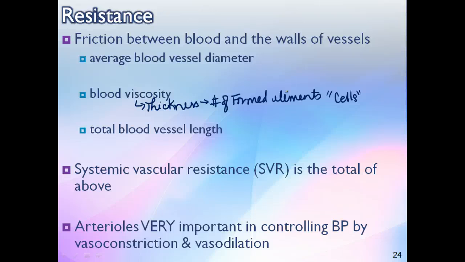This can be demonstrated if you've ever drank a milkshake through a straw versus drank a Coke through a straw. It's much harder to suck that milkshake up through the straw, and as a result, you must create more force in order to accomplish that. Total blood vessel length will also increase with increased resistance. So longer blood vessels have higher resistance.